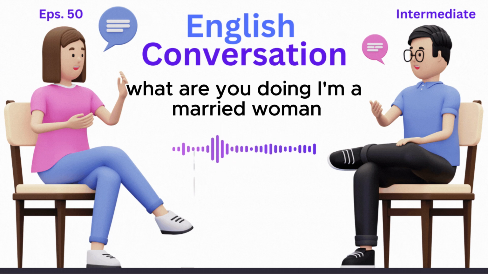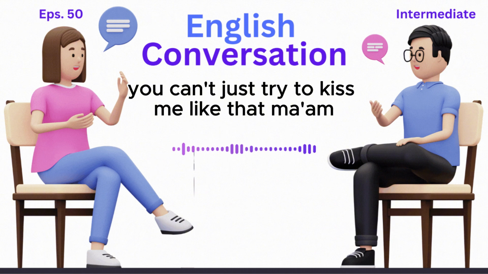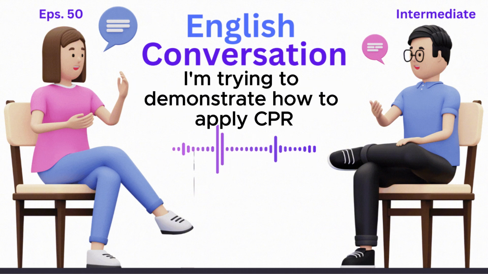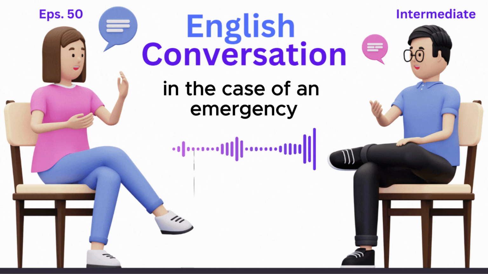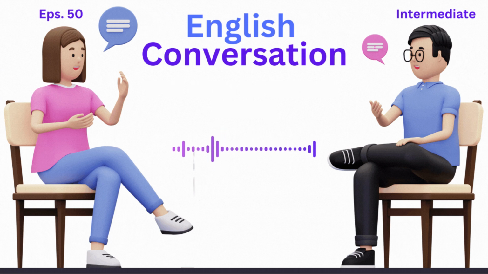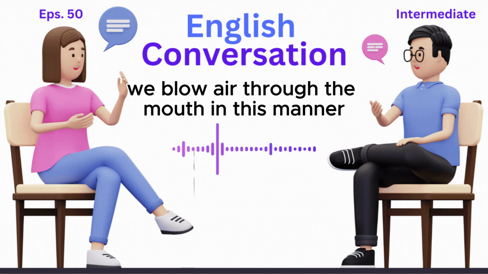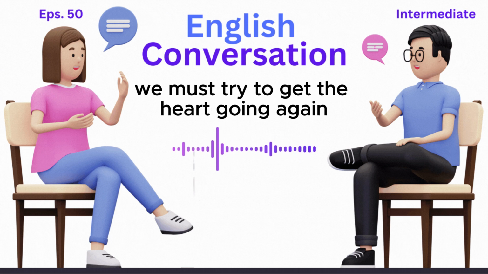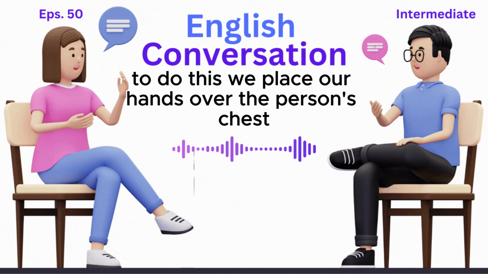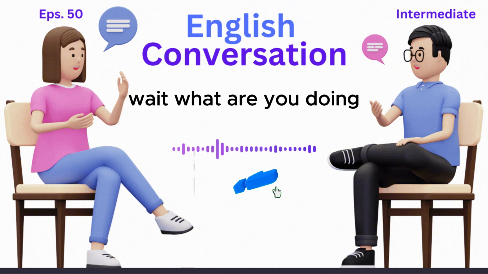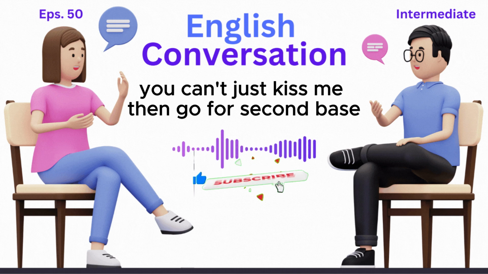Wait, what are you doing? I'm a married woman. You can't just try to kiss me like that. Ma'am, I'm not trying to kiss you. I'm trying to demonstrate how to apply CPR in the case of an emergency. Well, okay, no French kissing. As I was saying, we blow air through the mouth in this manner. Once this is done, we must try to get the heart going again. To do this, we place our hands over the person's chest and press down firmly 2 or 3 times. Wait, what are you doing? You can't just kiss me then go for second base.